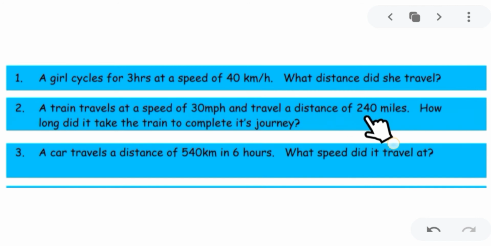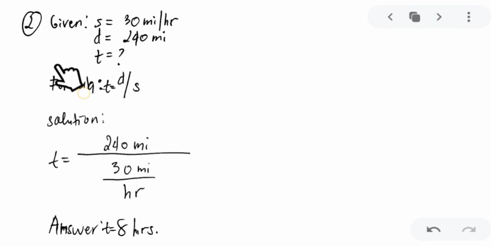Second problem: a train travels at a speed of 30 miles per hour and travels a distance of 240 miles. How long did it take the train to complete its journey? We have here the given values of speed and distance, and we are looking for how long, that is time. So for number 2, we have speed 30 miles per hour, distance of 240 miles, and we are looking for the time.